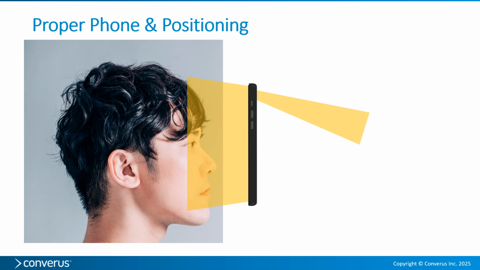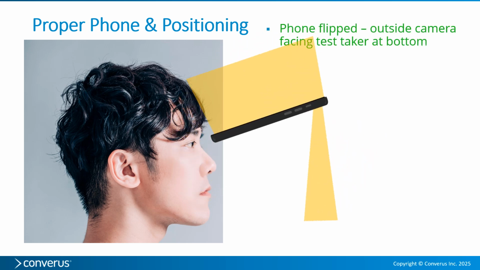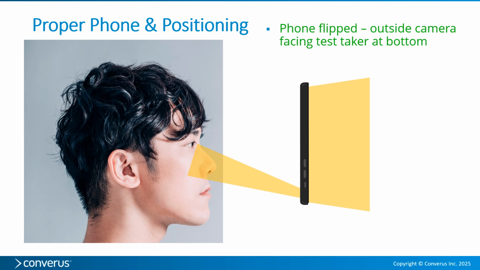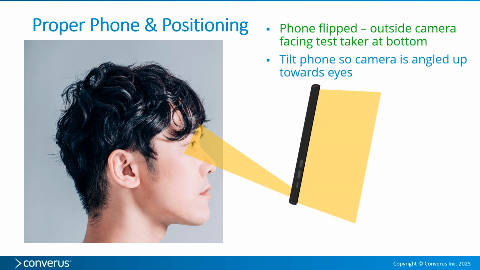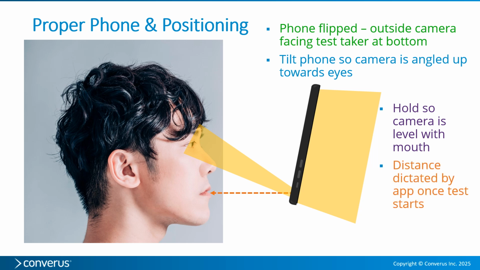During testing, the phone must be turned upside down so that the front screen is facing away from the test taker and the phone's back cameras are at the bottom. The phone should be tilted so that the camera with its flash is angled up towards the test taker's eyes. This camera, now at the bottom, should be about level with the test taker's mouth. The distance depends on the quality of camera, and the app itself will provide verbal instructions to position the phone when the test starts.